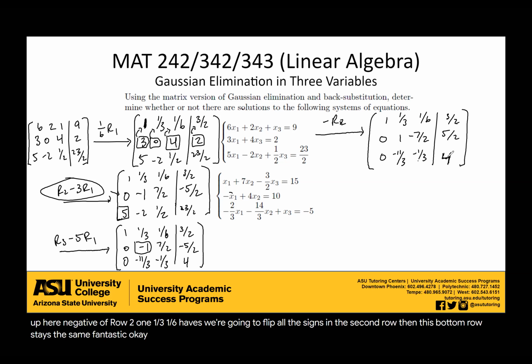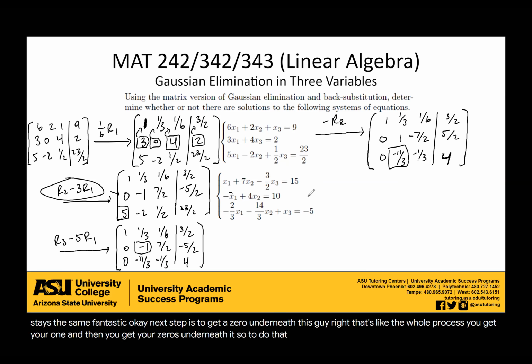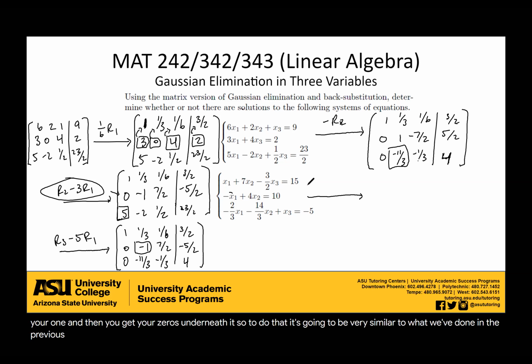Okay. Next step is to get a 0 underneath this guy, right? That's like the whole process. You get your 1 and then you get your zeros underneath it. So to do that, it's going to be very similar to what we've done in the previous ones. We're going to take row 3 plus 11/3 row 2.